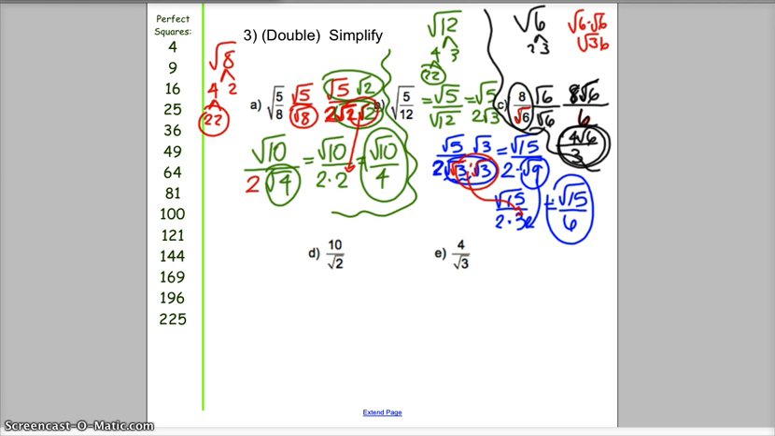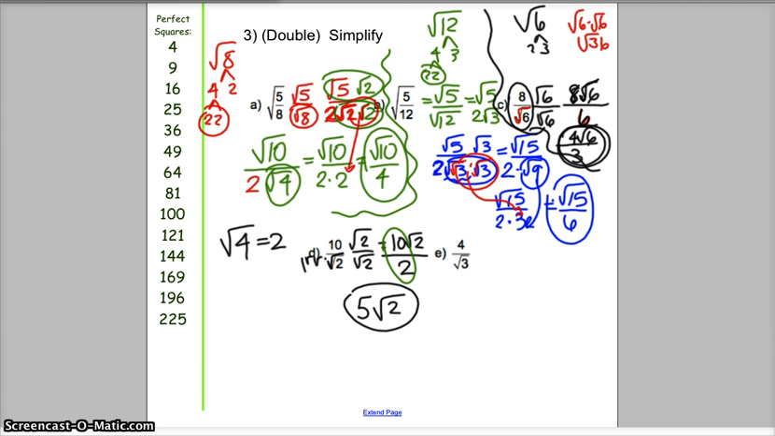10 is a normal number, it's not breaking down. Square root of 2 can't break down, but because that's irrational, I'm going to go ahead and multiply by the magic 1, which is the number on top and bottom. 10 square root 2 over, I know that the square root of 2 times the square root of 2 gives me the square root of 4, and the square root of 4 is 2. Looking at the fractions, 10 divided by 2 is 5, and I still have the square root of 2. Last one.